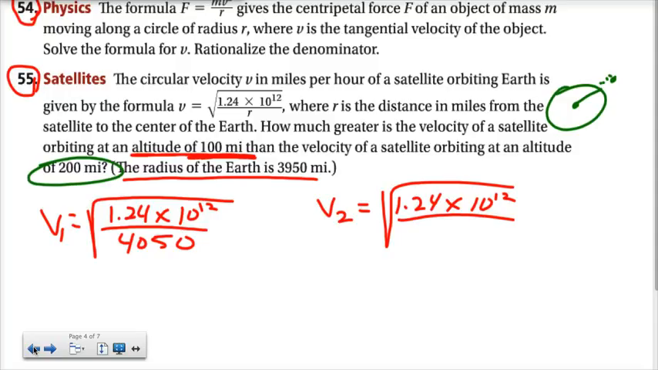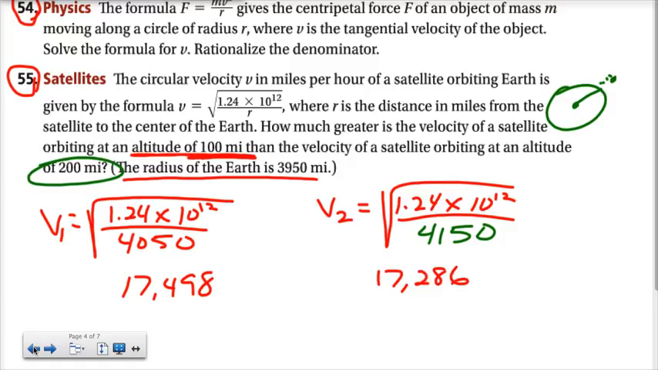So in this case, this would be 4,150. And that's for that altitude of 200 miles. And then you crank this out on your calculator, and this one is 17,498. And this one comes out to 17,286. We wanted to know the difference, that means subtract. So that is 212, given in miles per hour. There it is. So difference of 212 miles per hour.